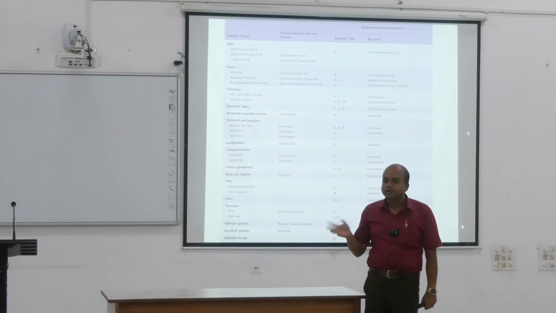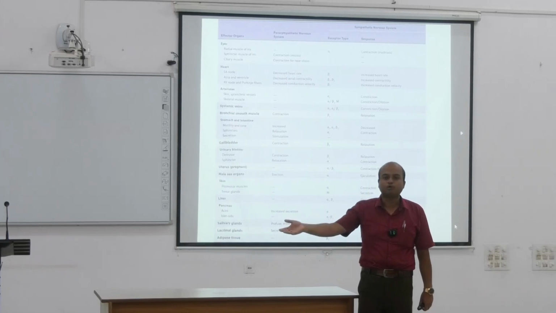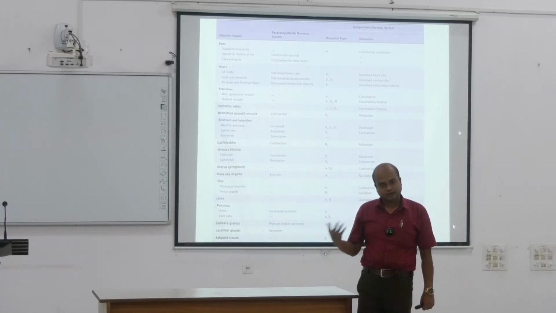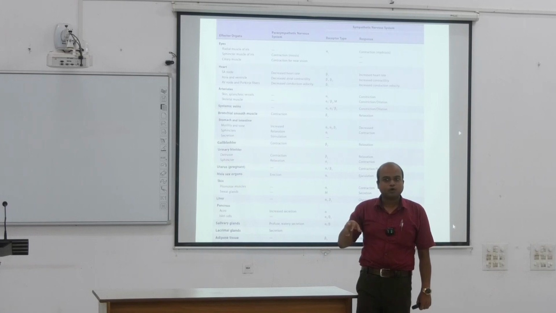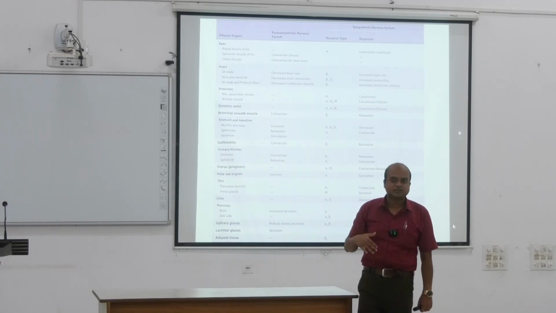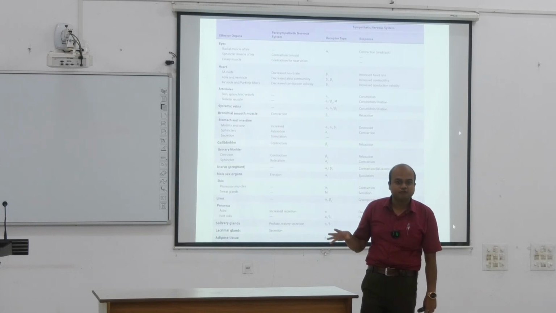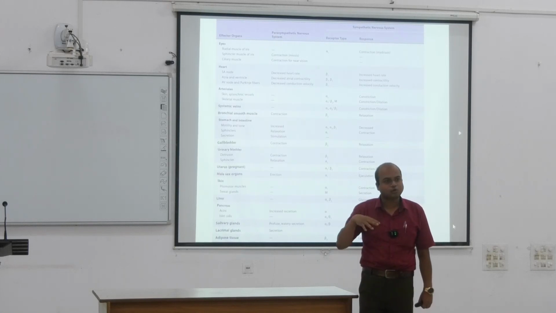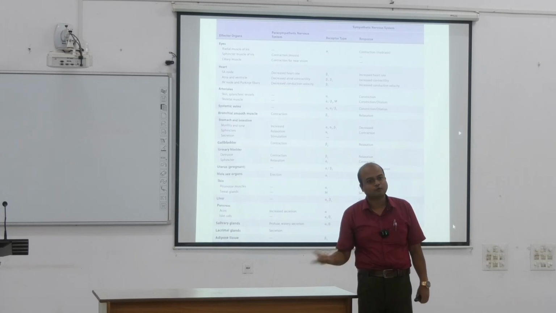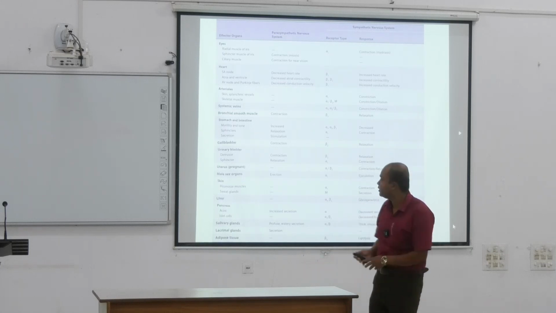Nicotinic and muscarinic receptors were so named. Nicotine acts on nicotinic receptors. Muscarine acts on muscarinic receptors. Nicotine will not act on muscarinic receptors. Muscarine will not act on nicotinic receptors. But inside the body, that means in vivo, it is always acetylcholine, which acts on both types of cholinergic receptors, nicotinic and muscarinic.